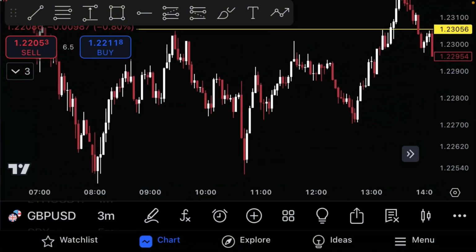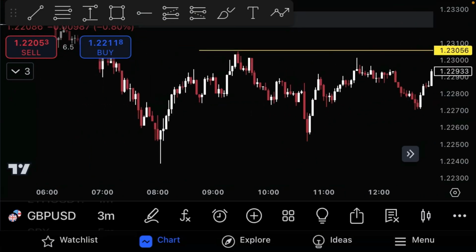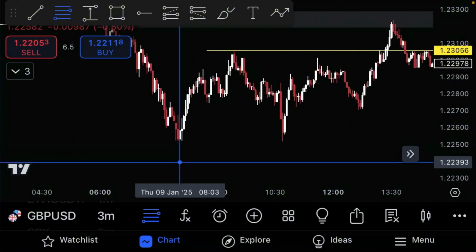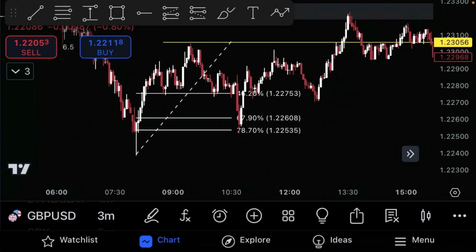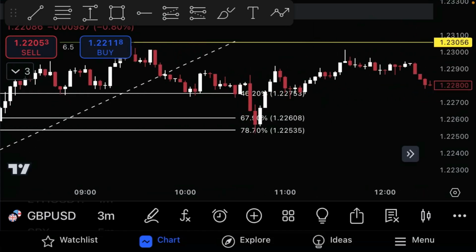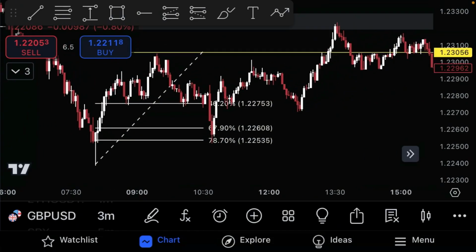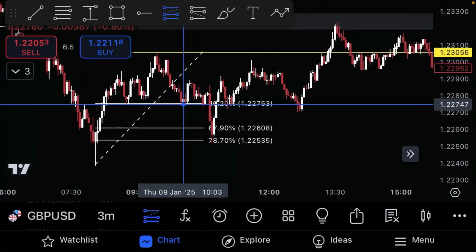Then we could look for a fair value gap, but I don't like doing that because that is not very effective. So I use my Fibonacci tools. Okay, so from the down to the up, then we want to buy at this range, this 46.20 range. So I place my buy order there.